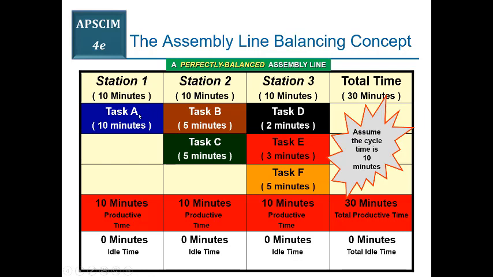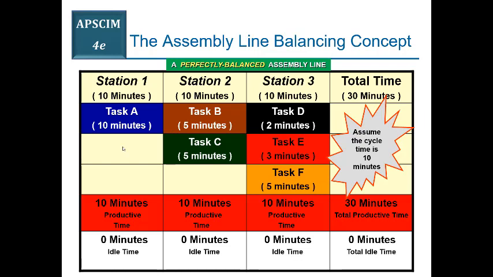So task A can only be assigned to a single workstation because its operation time is 10 minutes, so you cannot exceed 10 minutes for any of the stations. If you have assigned task A to station 1, this means that you cannot assign any other task. We can assign, for example, if I assign task B here, task B has 5 minutes of processing time.